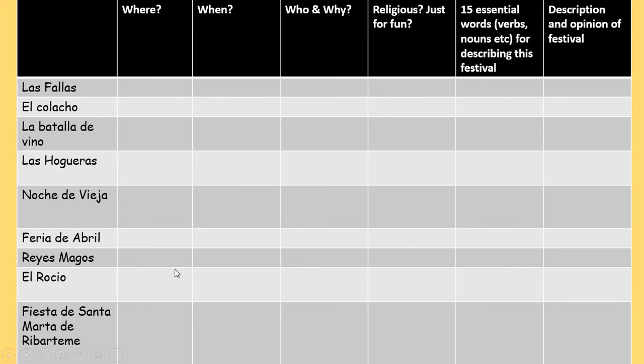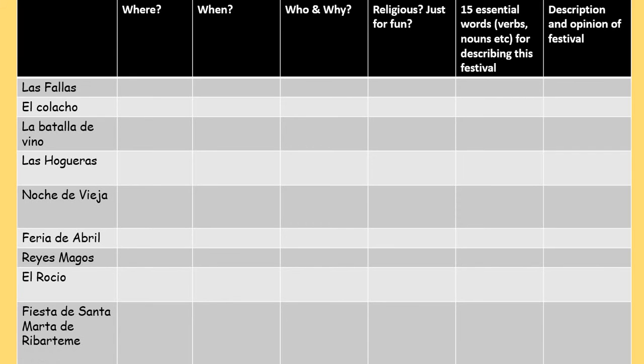So to begin, on Moodle, hopefully you will find the sheet that's entitled ICT Research. Now you can fill this in English if you like, apart from where it says you have to do it in Spanish. We've got a list of 9 festivals going down the side there. We've got Las Fallas, El Colacho, La Batalla de Vino, Las Hogueras, Noche de Vieja, Feria de Abril, Reyes Magos, El Rocío, and the Fiesta de Santa Marta de Ribartermi.